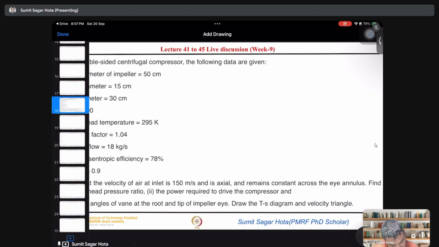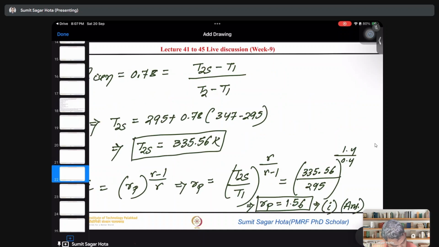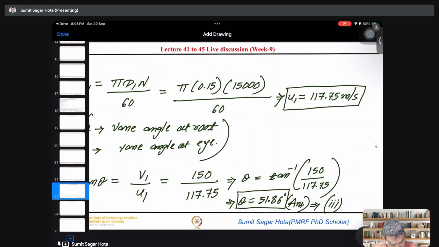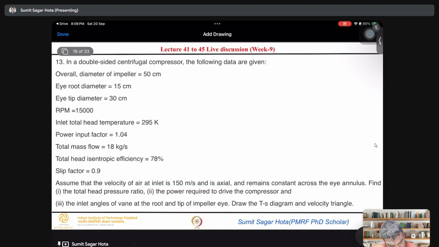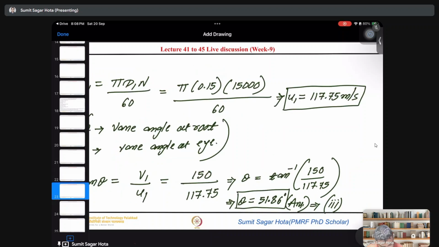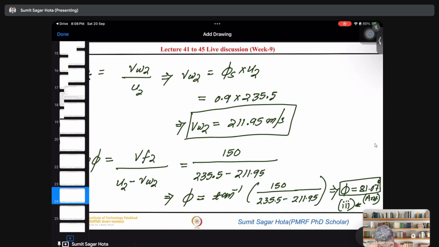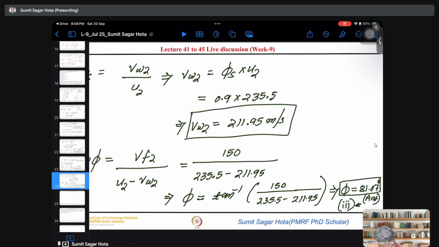And the second bit is the power required. So power required we got from here. Then head pressure ratio we got from here, RP. Then theta is also the exit angle; sorry, the inlet angle of the vane at the root and the tip of the impeller eye. Okay, everything we have. Theta and phi we have. Here is the theta and this is the phi.